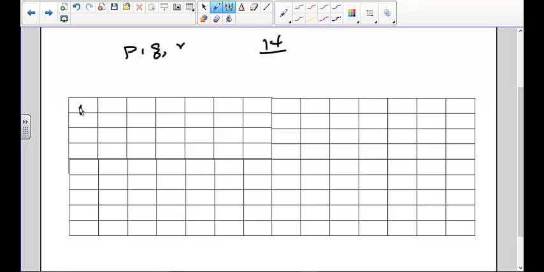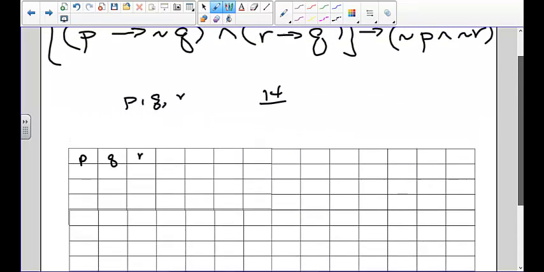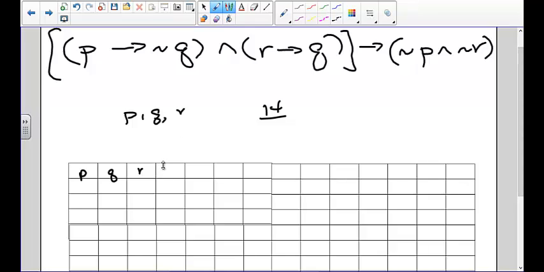So we've got P, Q, R. Then we have our logic statement here. So we have if P then not Q, and if R then Q. So those two premises, conditional, not P and not R.